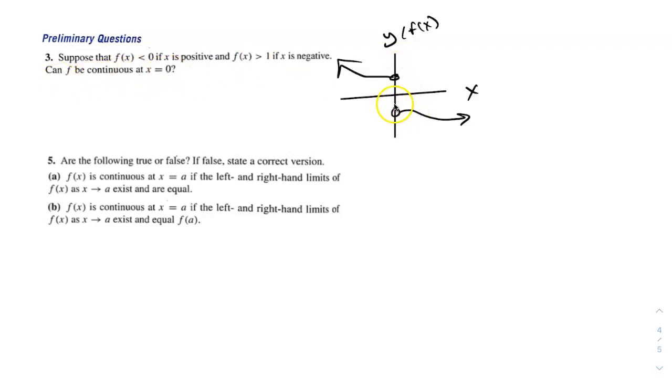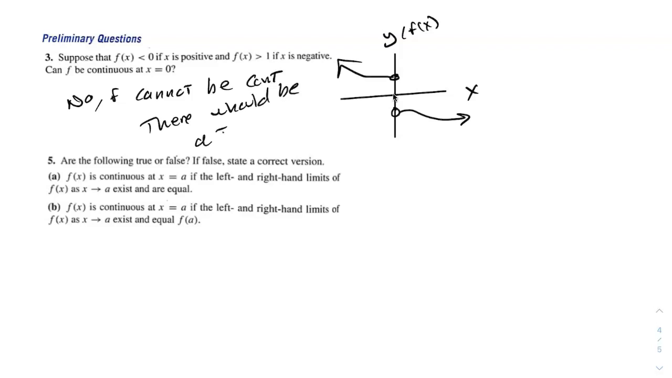No. How do you skip past the numbers in between? There's a jump. No, f cannot be continuous. There will be a jump at 0. If you want to go into a little more detail, the limit from the left side has to be positive and the limit from the right side has to be negative.